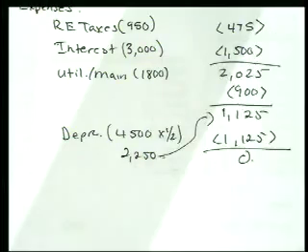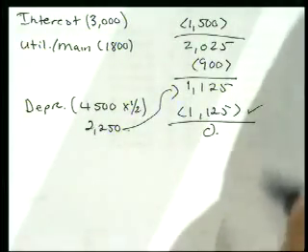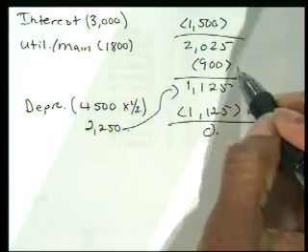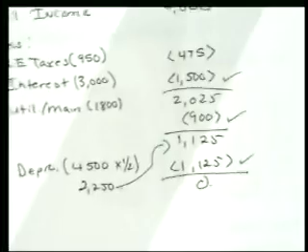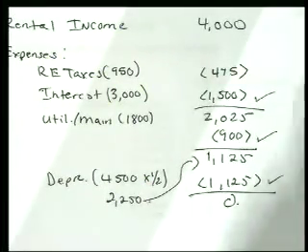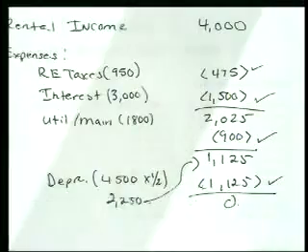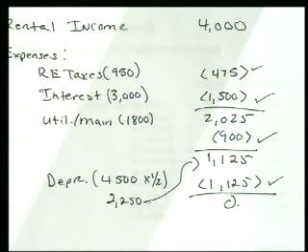We deducted depreciation of $1,125. We deducted utilities and maintenance of $900, interest of $1,500, and we deducted taxes of $475. So those are expenses that we're allowed to deduct up to the income. So you cannot take more than the income because that was a split.